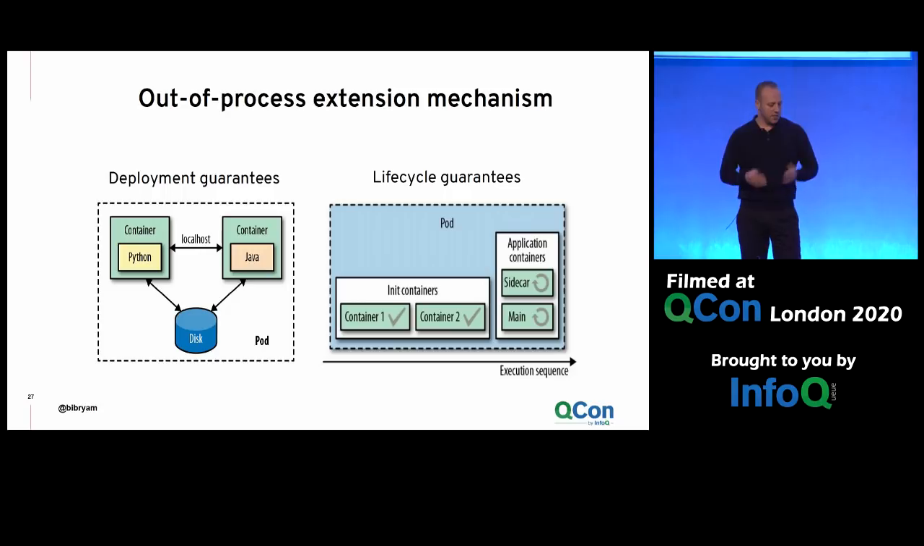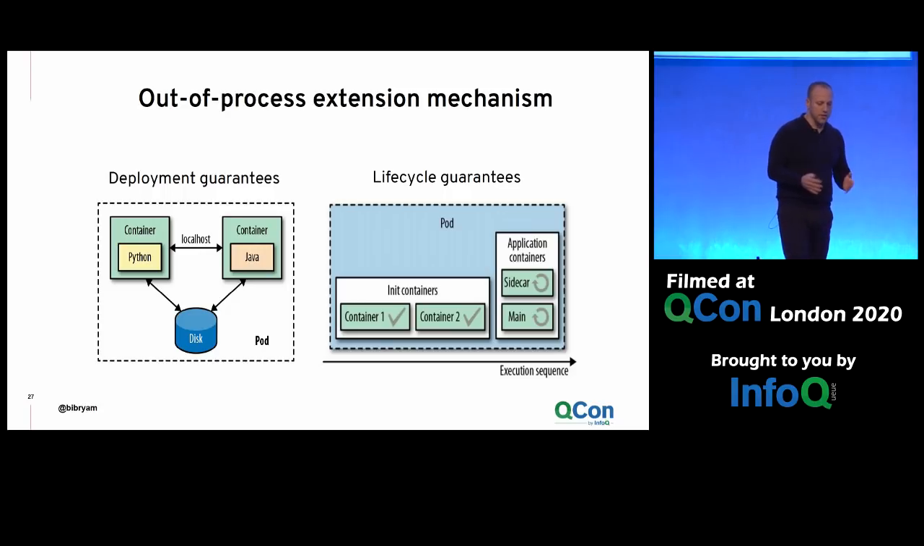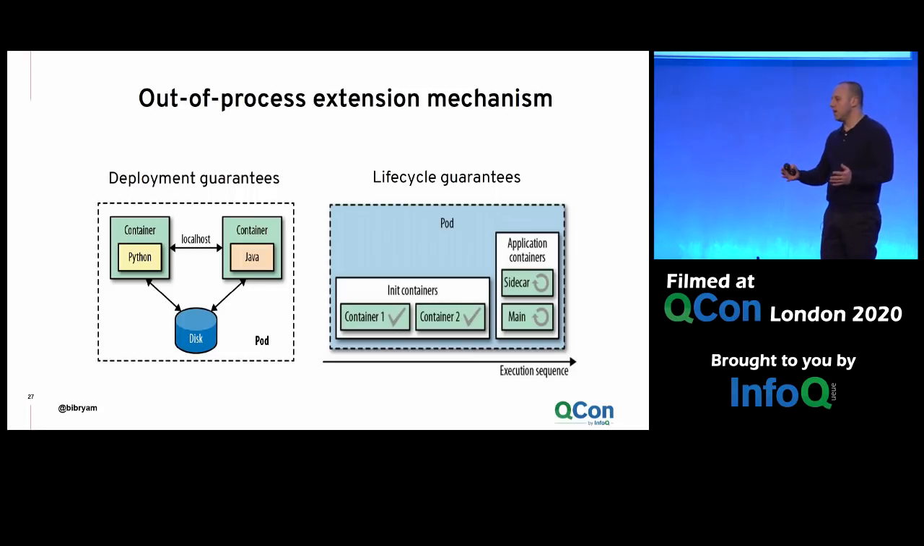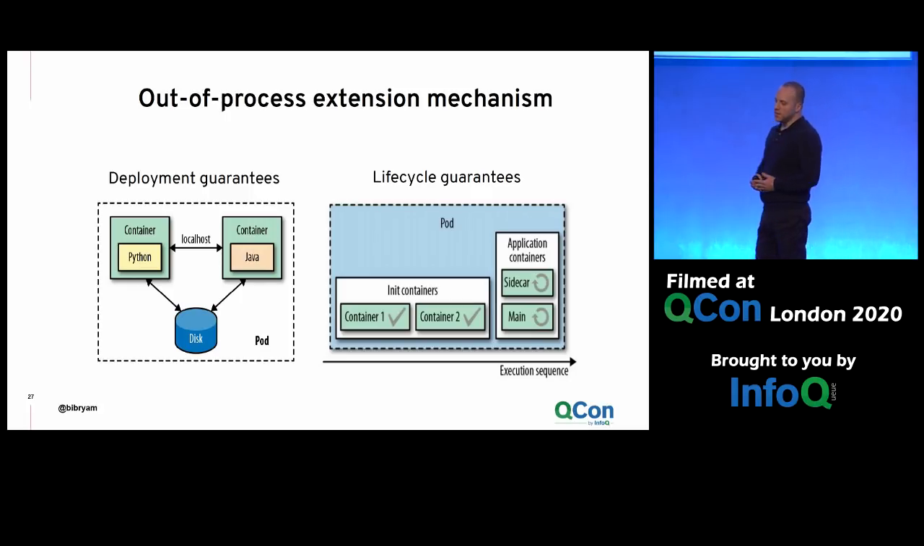The first set is deployment guarantees, so all containers in a pod always end up on the same node. That means they can communicate with each other over localhost, or asynchronously using the file system or some other IPC mechanism. And the other set of guarantees a pod gives us is around lifecycle. Not all containers within a pod are equal. Depending on whether you are using init containers or application containers, you get different guarantees.